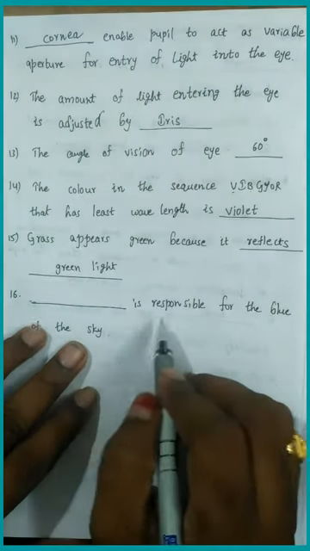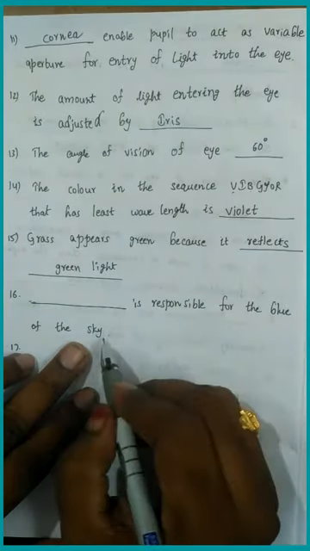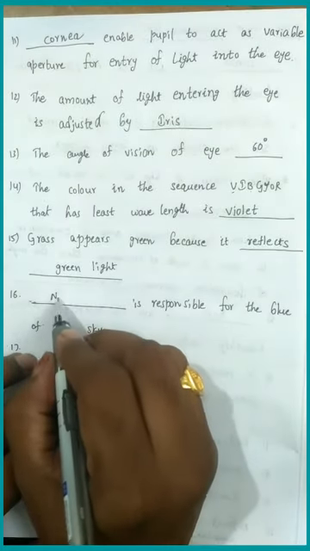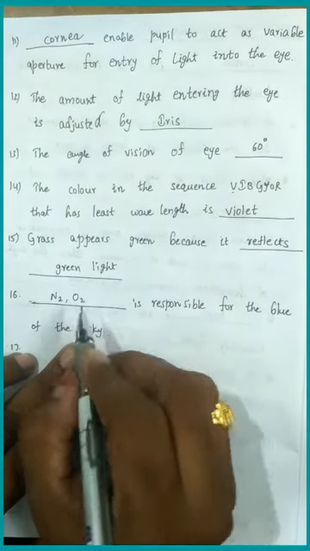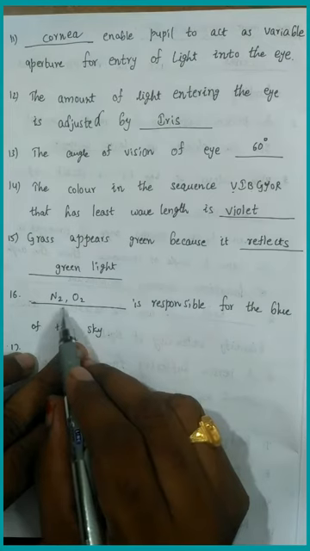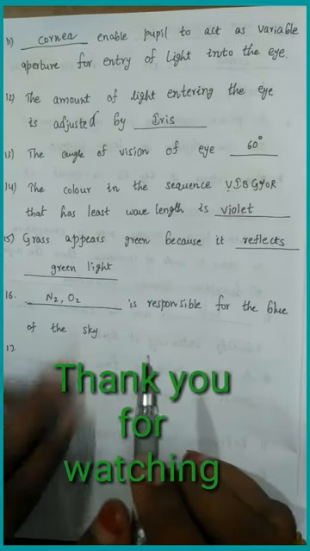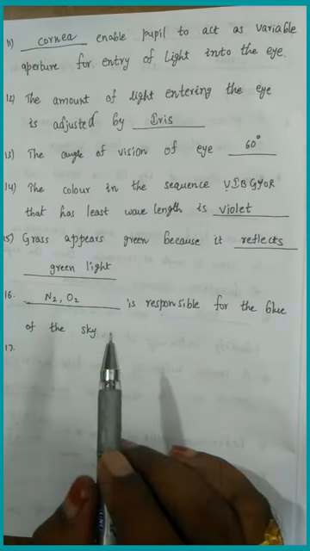Dash is responsible for the blue of the sky. There are two, that is nitrogen and also oxygen. So these are the important bits you should remember.